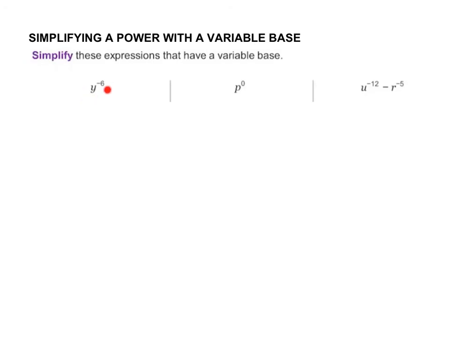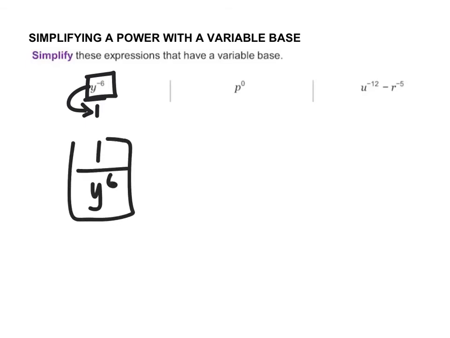So if I had y to the negative 6, then all I'm going to do is apply my rule, all right? I'm going to put this over 1, and I'm going to take my number here and bring it down below and make it positive. And I'm just going to have 1 over y to the 6th power, and that's it, okay? That's all I'm doing to simplify that. Now, if I have p to the 0 power, anything raised to the 0 power is just 1, okay?